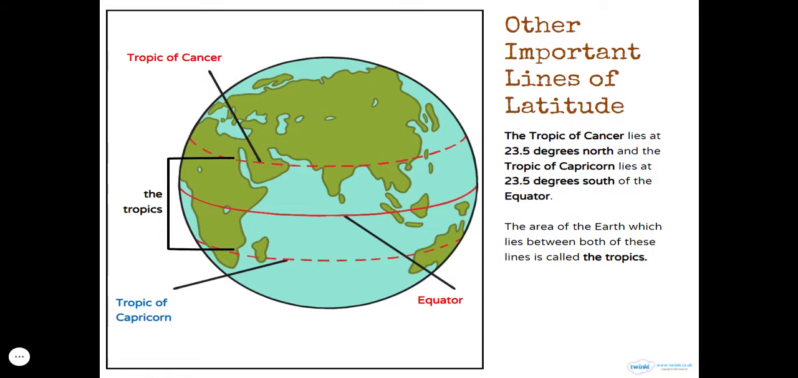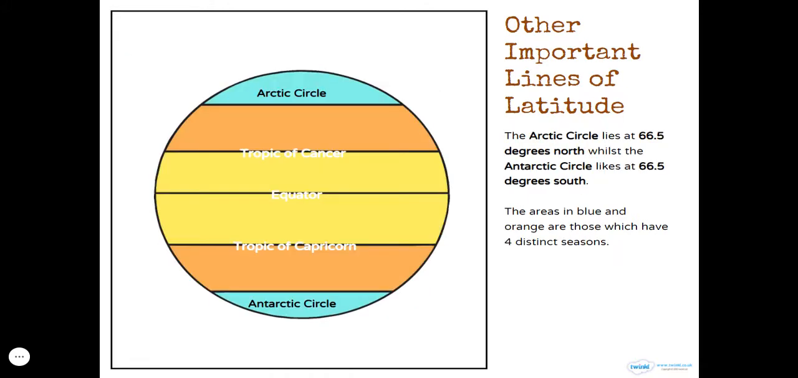Other important lines of latitude are the tropics of Cancer and Capricorn. Okay, the Tropic of Cancer lies at 23.5 degrees north, and Capricorn lies at 23.5 degrees south of the equator. The area of the Earth which lies between both of these lines is called the tropics. Other important lines of latitude are the Arctic Circle and the Antarctic Circle. The Arctic Circle lies at 66.5 degrees north, and the Antarctic Circle lies at 66.5 degrees south.